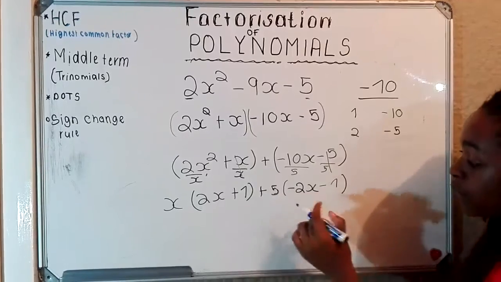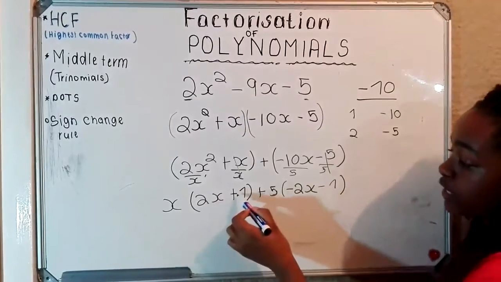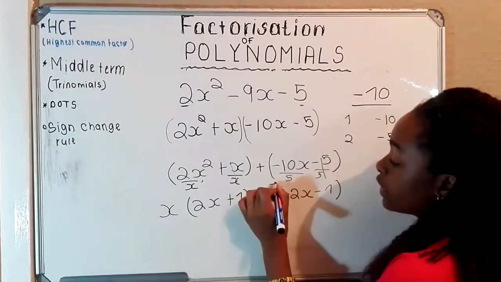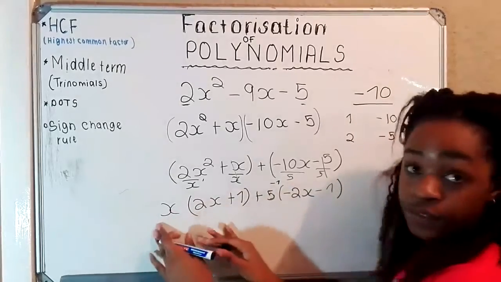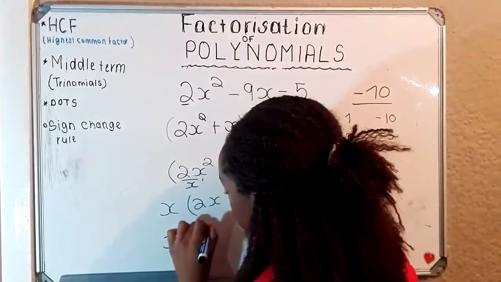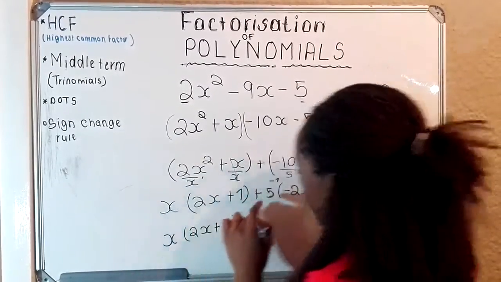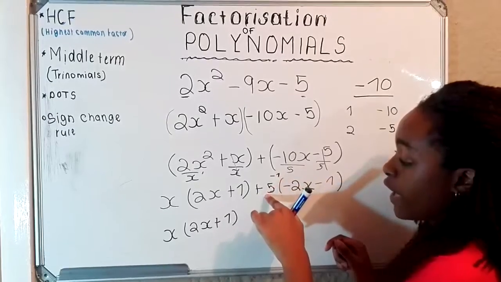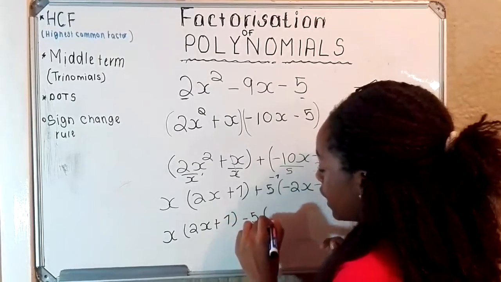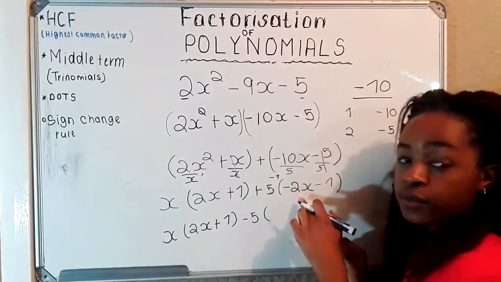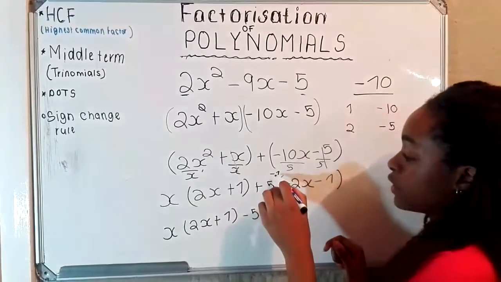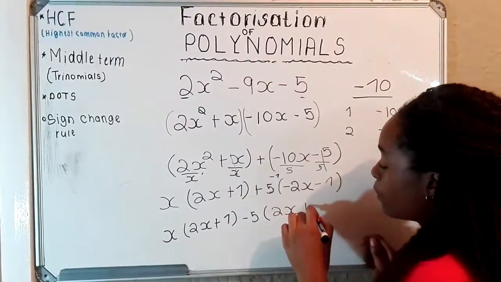And over here, because it's minus 2x and it's positive 2x, and here it's minus 1 and it's plus 1, and minus 1, I can factor out the negative 1. So I'll leave this the same. So it'll be x, 2x plus 1. And because I factor out minus 1, the 5 will change to negative 5. So you have negative 5, and negative 1 times minus 2x will give you an answer of positive 2x, and negative 1 times negative 1 will give you an answer of plus 1.